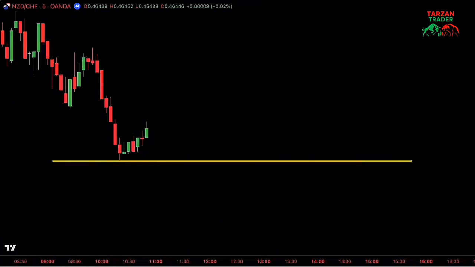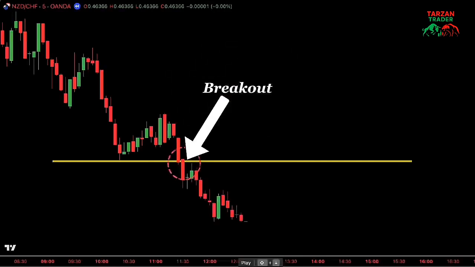Now pay attention to what happens next. The market makes another strong move downward and breaks below this support level. This is a key moment because once support is broken, it does not remain support anymore.